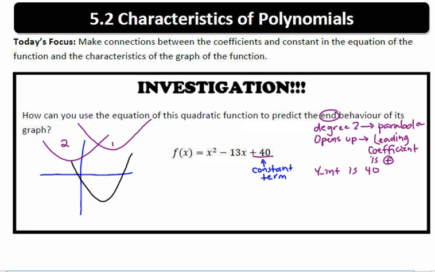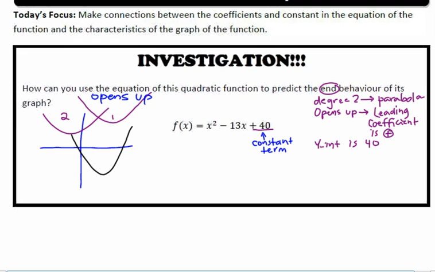So all we need to look at for behavior is what? The name for it? Did you guys not catch what we just talked about? Okay, so if this graph opens up, as long as it's quadratic and opens up, it has the same end behavior. It doesn't matter what these numbers are. So all we have to look at is, what tells me if it opens up? The leading coefficient. So how can you use the equation? We just look at the leading coefficient.